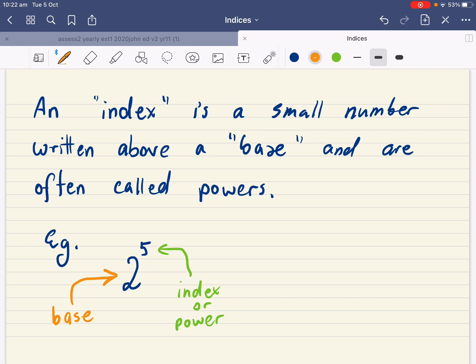Now, to be fair, you've been writing down numbers and you probably learnt some of the numbers even before you were first in kindergarten. Numbers always have an index or a power, right? They always have had them. Just typically when you're going through primary school, you've never really had to worry about it because the index or the power was the number 1.